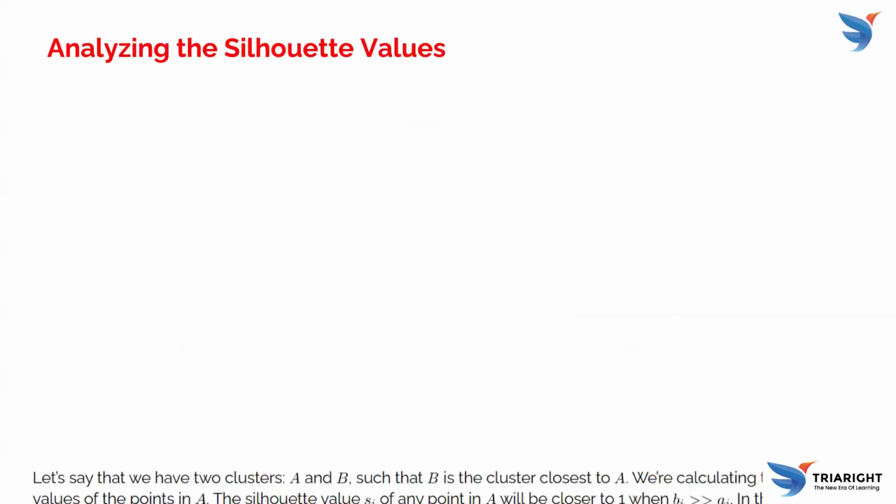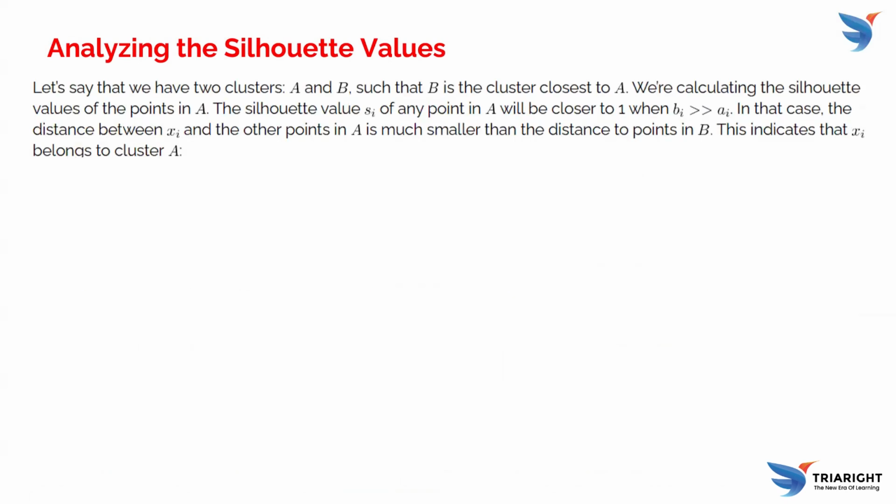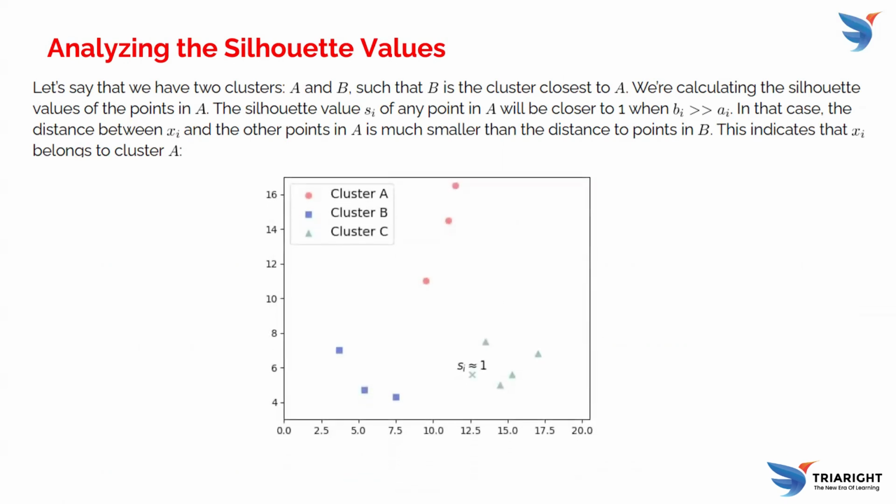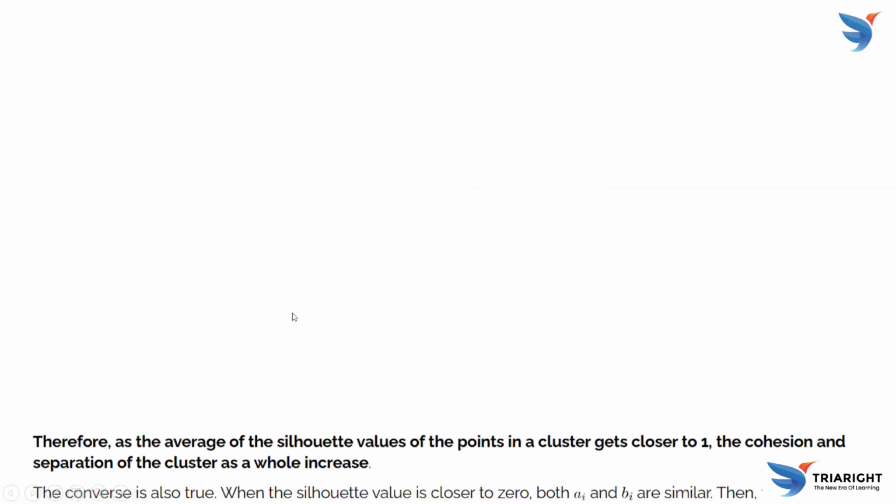Here we are analyzing the silhouette values. Let's say we have two clusters A and B, such that B is the cluster closer to A. We are calculating the silhouette value of a point in A. The silhouette value si of any point in A will be closer to one, and bi is greater than ai. We can see here the silhouette value of si. Here the green is the triangle. So like this, the clusters will be divided into separate data groups.